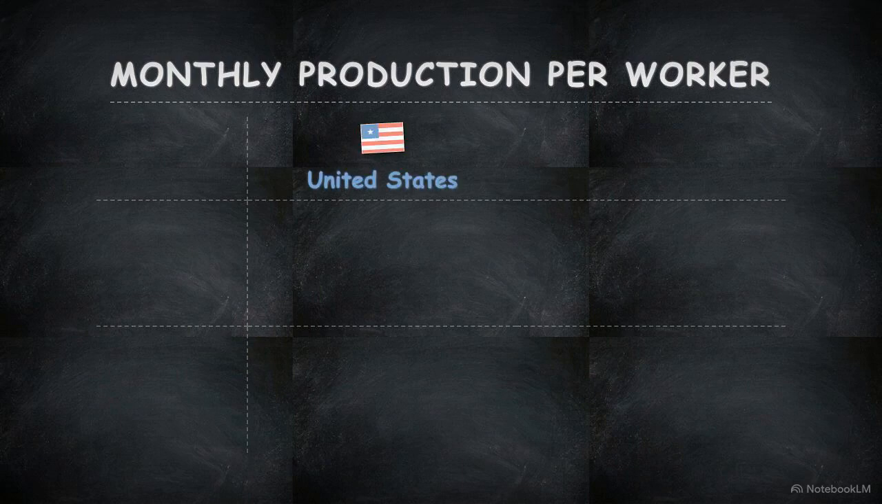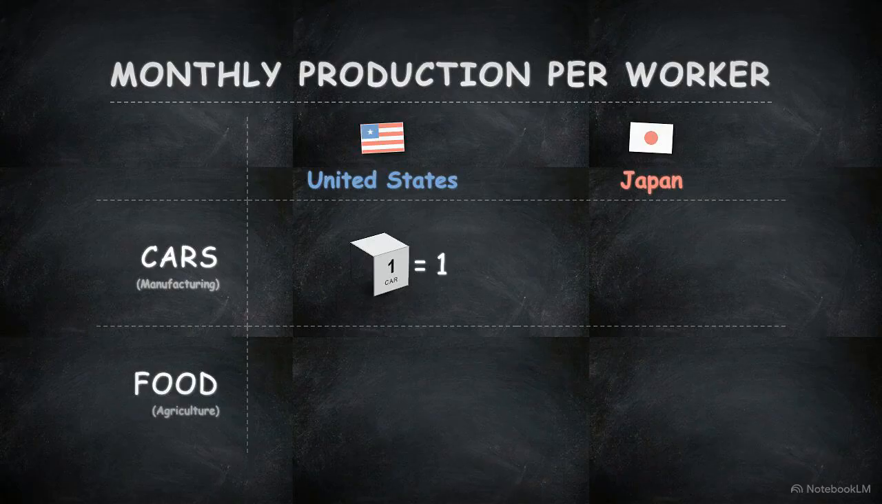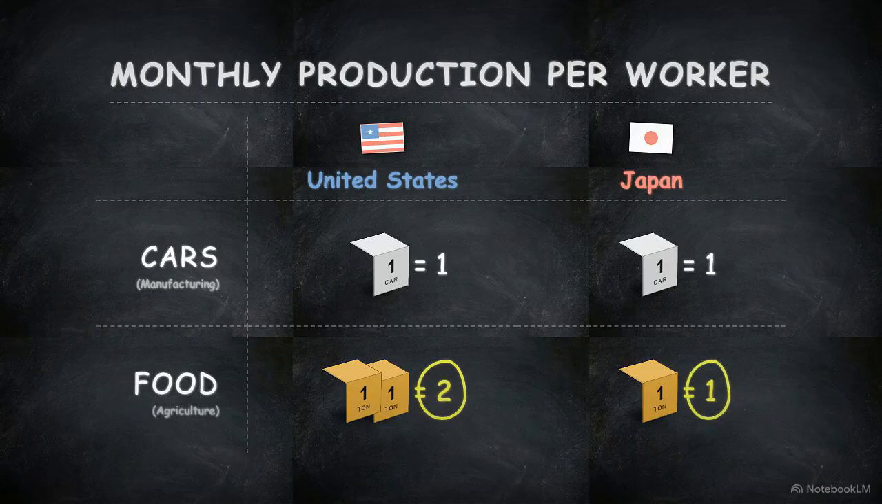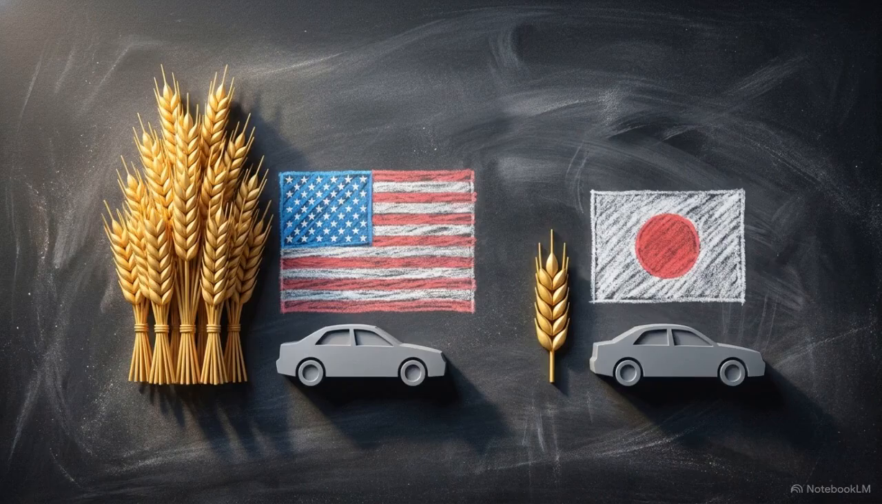Let's model international trade between the United States and Japan using two goods, cars and food. In 1 month, both can manufacture exactly one car, but in agriculture, the U.S. yields 2 tons of food compared to Japan's 1. On the surface, the U.S. has a clear advantage in food production and is tied in car production.